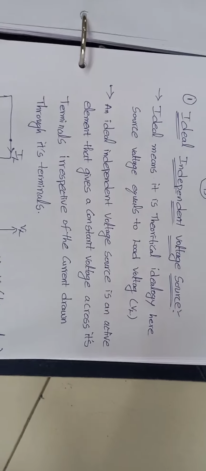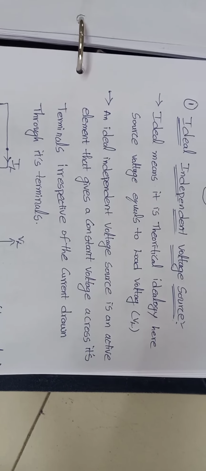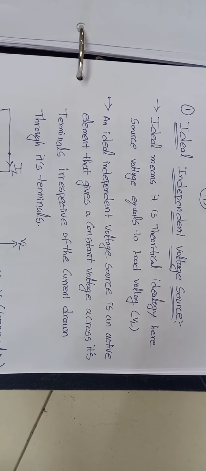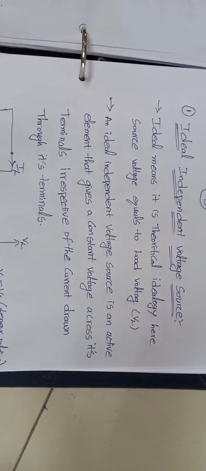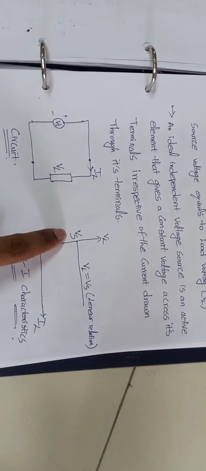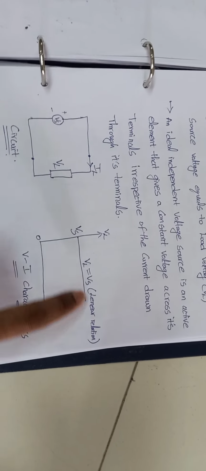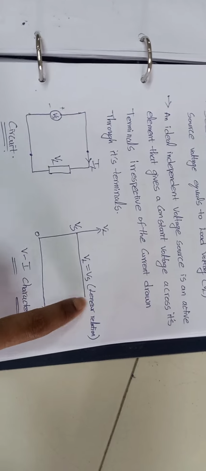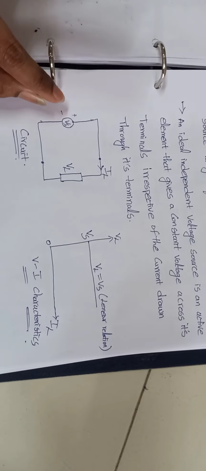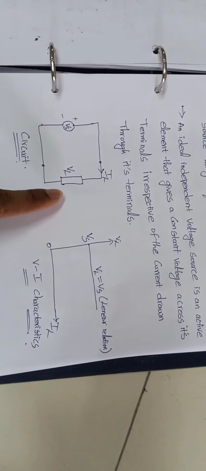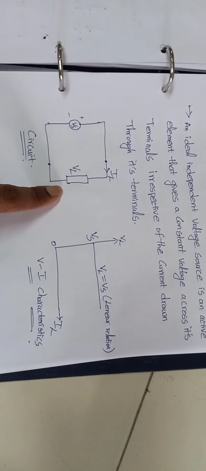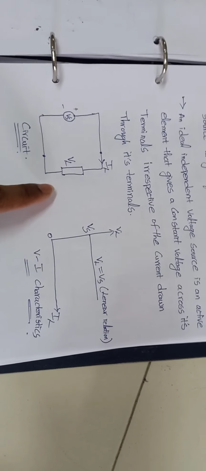An ideal independent voltage source is an active element that gives a constant voltage across its terminals, irrespective of the current drawn through its terminals. Theoretically, whatever source voltage we provide has a completely linear relation with the load voltage. It means that according to theory, whatever voltage we give at the source end arrives at the load end. That is the actual theoretical calculation, and the VI characteristic is a linear relationship between the source voltage and the load voltage.